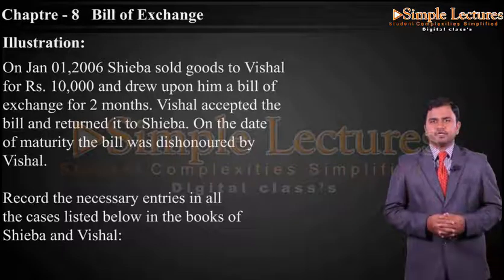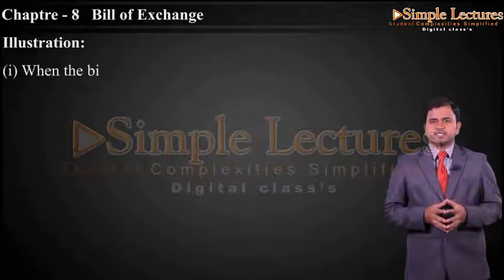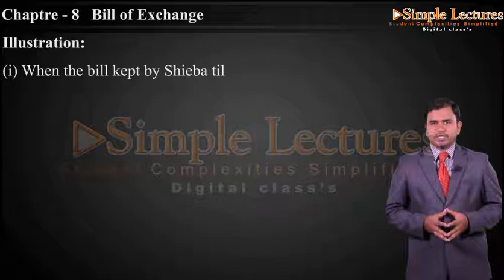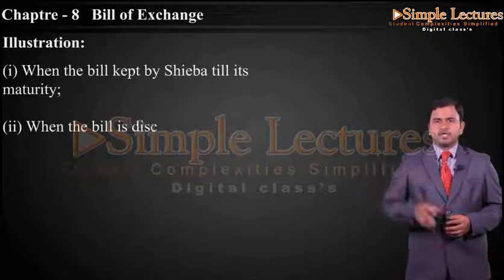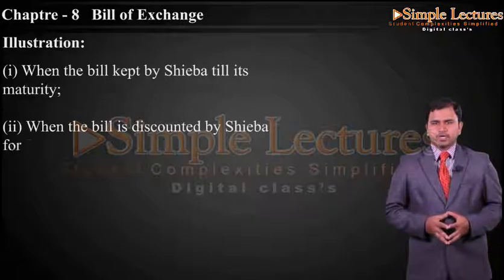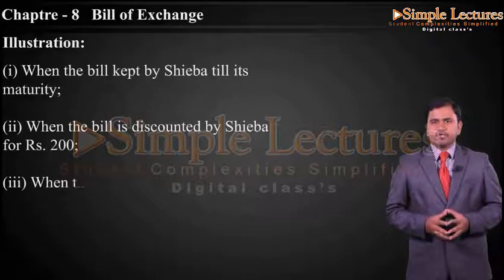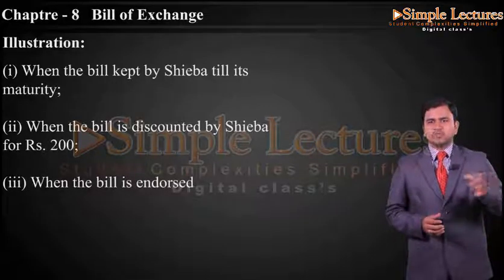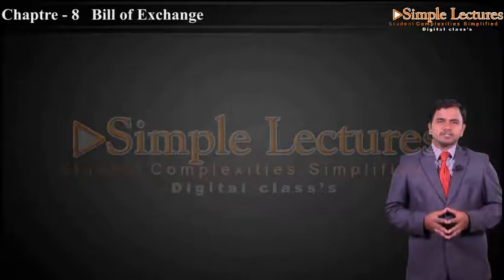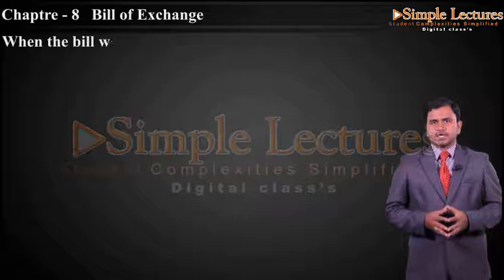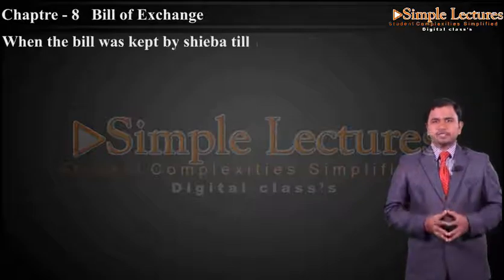So, case 1 is when the bill is kept by Sahiba till its maturity, and the second case is when the bill is discounted by Sahiba for rupees 200, and another case is when the bill is endorsed to Lal Chand by Sahiba. So, coming to case 1, when the bill was kept by Sahiba till its maturity.